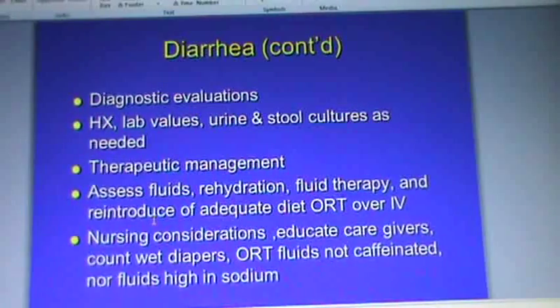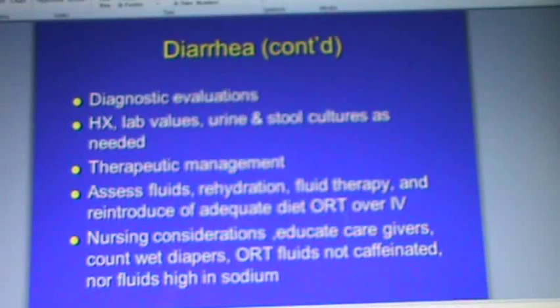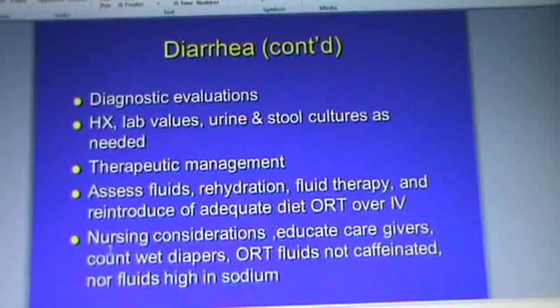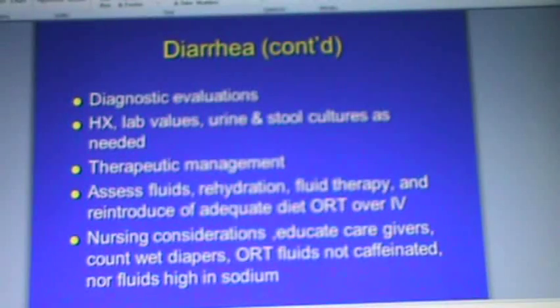Therapeutic management: assess the fluids, rehydration, fluid therapy, and reintroduce an adequate diet, oral fluids, or IV. These are fluids that are like Pedialyte. Nursing considerations: educate the caregivers, count the wet diapers. Make sure that the fluids are not caffeinated, nor fluids high in sodium.